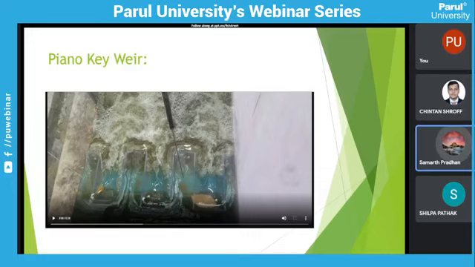So, the piano key weir. What does piano key weir mean? Whatever existing weir is there, a weir means an overflowing structure with no gates. On an existing weir, if you want to increase the discharging capacity, you can see this blue one. The blue one is the existing weir at Brahmani 1 near Morbi.